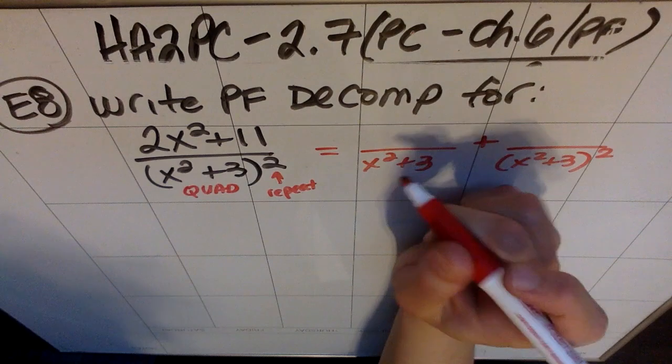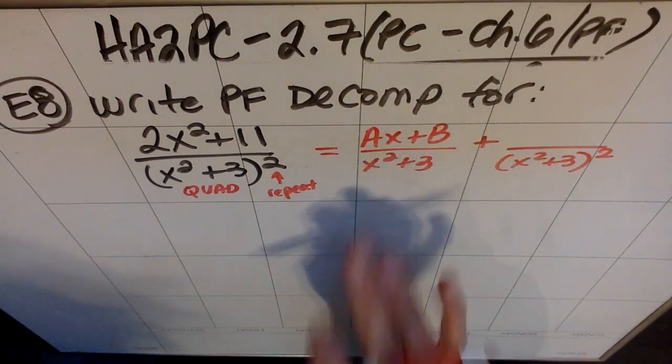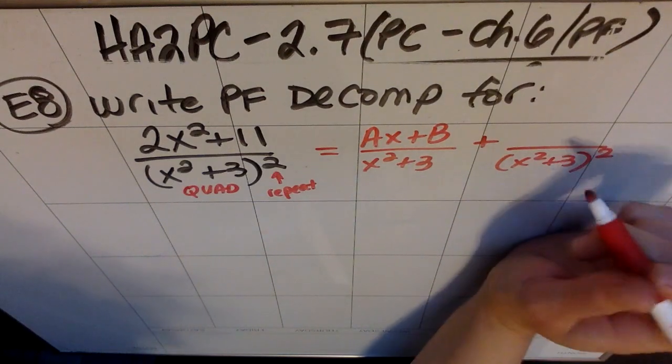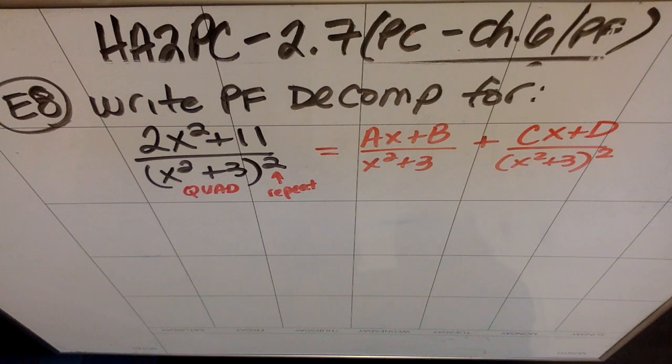And then on top of the first fraction, I'm going to have an ax plus b because it's a quadratic factor, so it needs a linear numerator. And on top of the second fraction, I'm going to have a cx plus d. Again, you don't have to use the same letters I use, but they do have to be 4 distinct values for those. All right, cool. So let's walk through this.